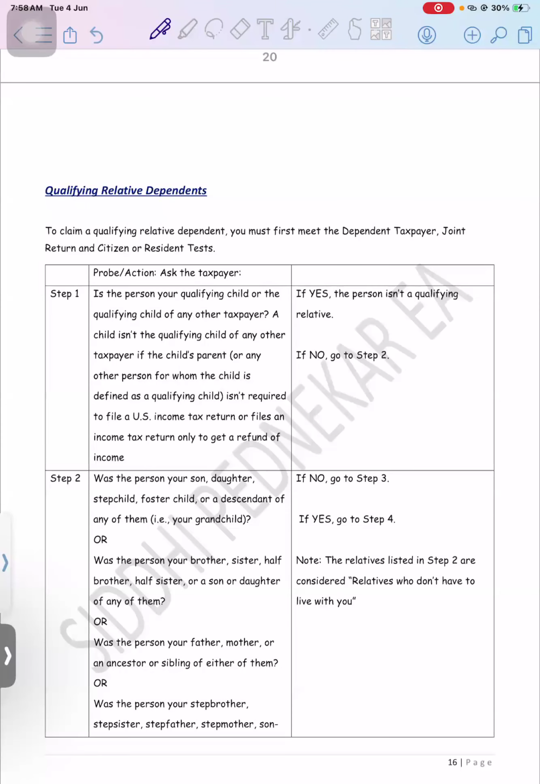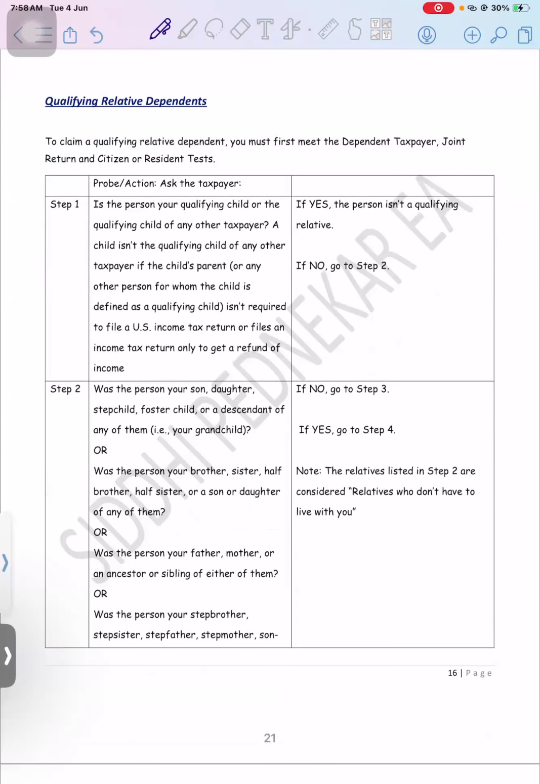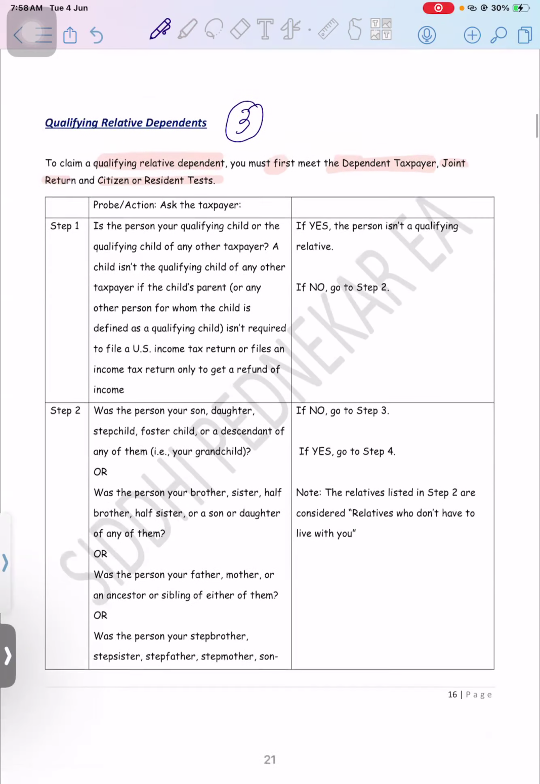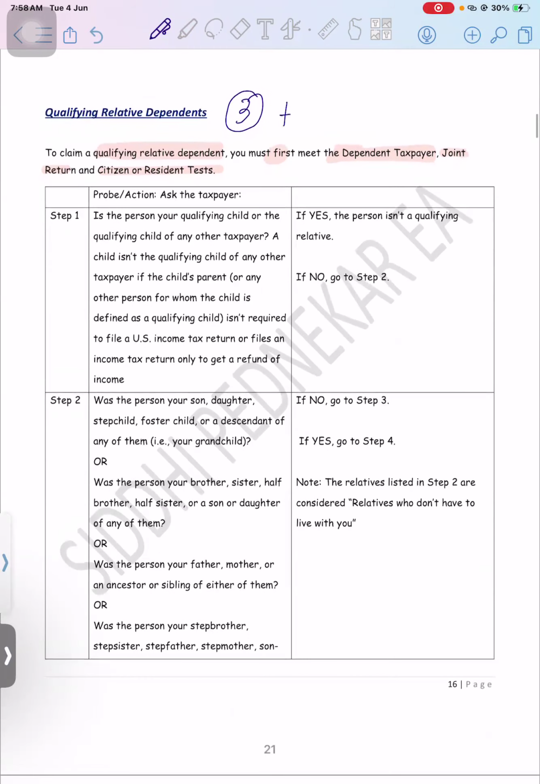All right. So for understanding the qualifying relative, here it's very simple steps we have mentioned. Not reading the theory will be enough. Just understand it, guys. To qualify as a qualifying relative, you must first meet the dependent taxpayer, joint return, and citizen or residence test. There are 3 tests: dependent taxpayer, joint return, and citizen. Those 3 tests we have seen in the previous topic, qualifying child. Along with this, there will be one more test, that is the gross income test.